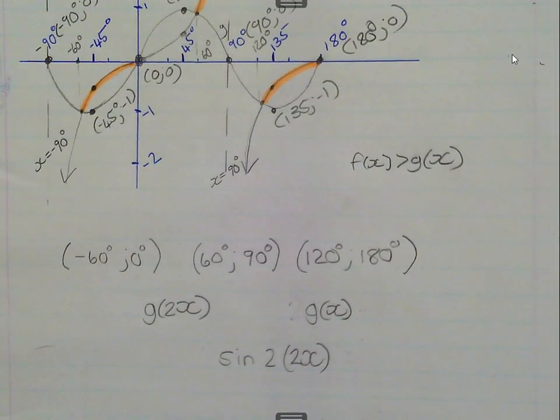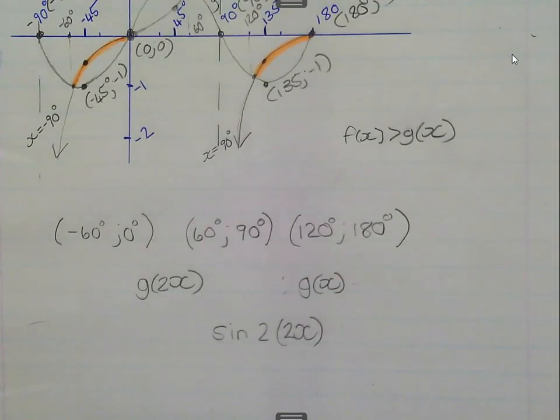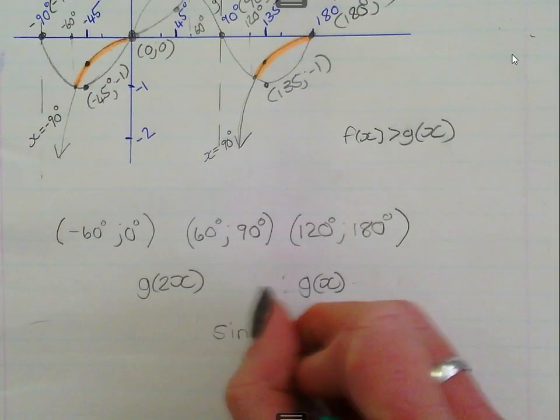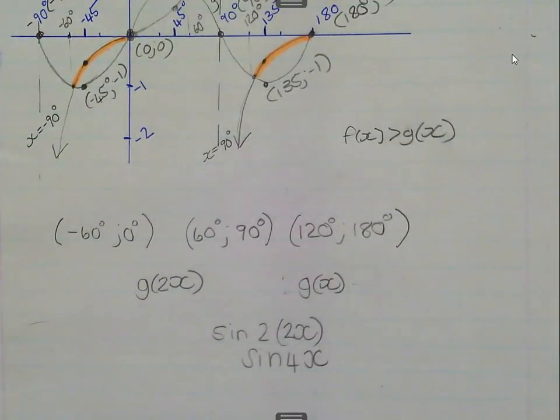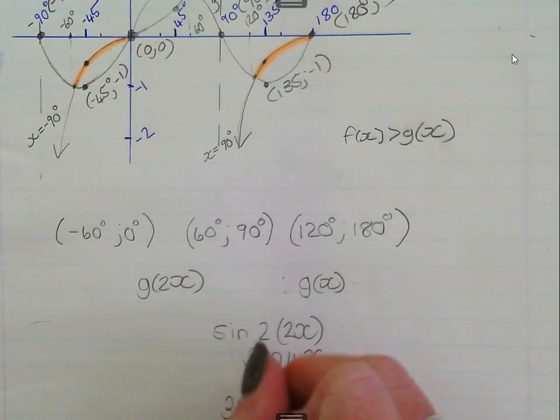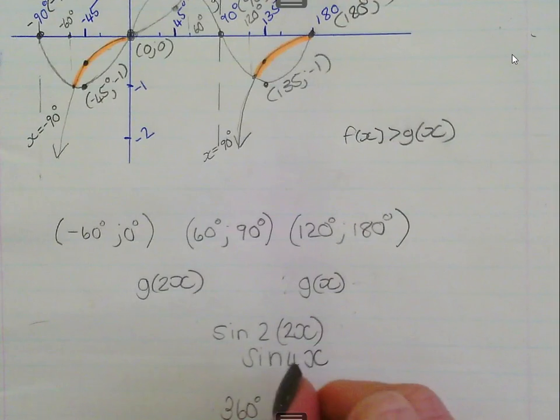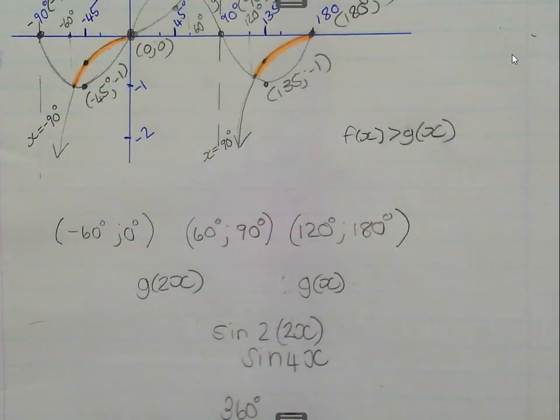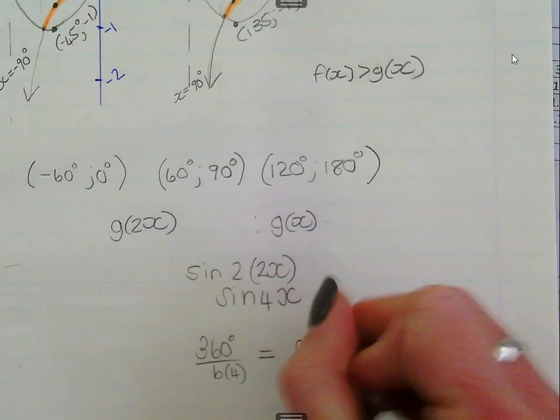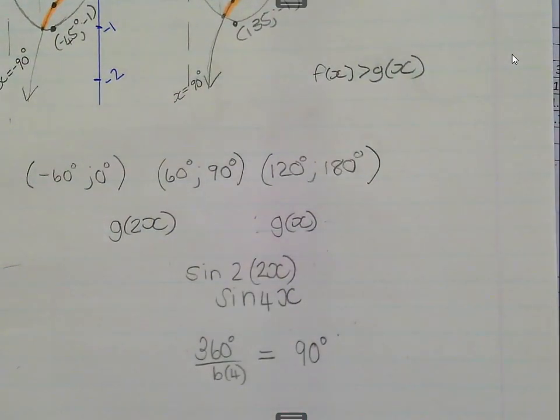So this new function, the period that they're asking of, is going to be the sin of 4x. So they're asking what's the period of this one. We take the standard period divided by B, and that will be 4. And when you divide that, the period of this graph will be 90 degrees. Do you all understand? Okay.